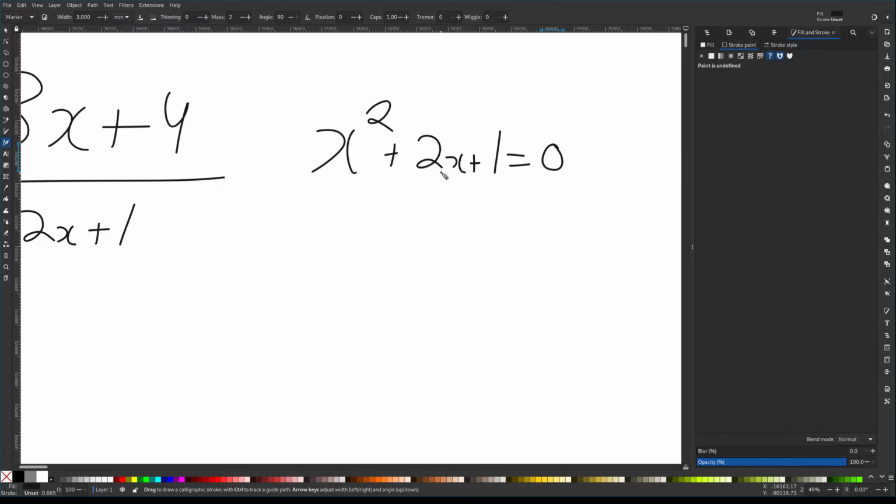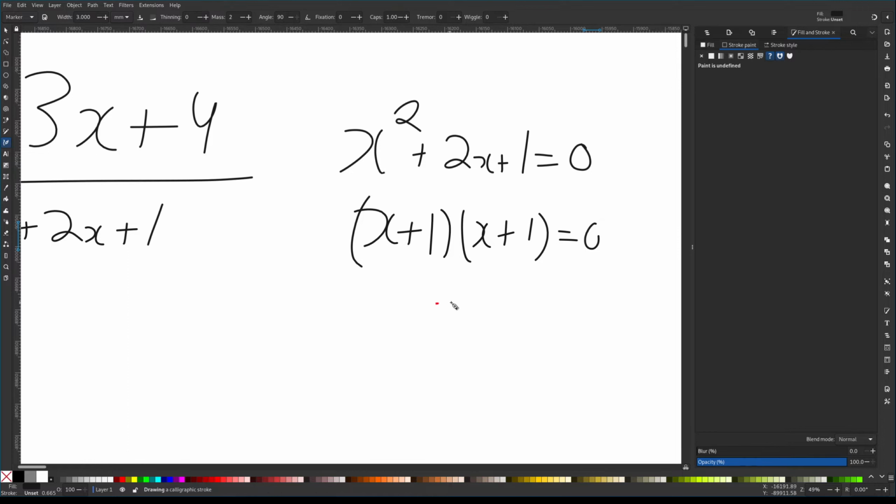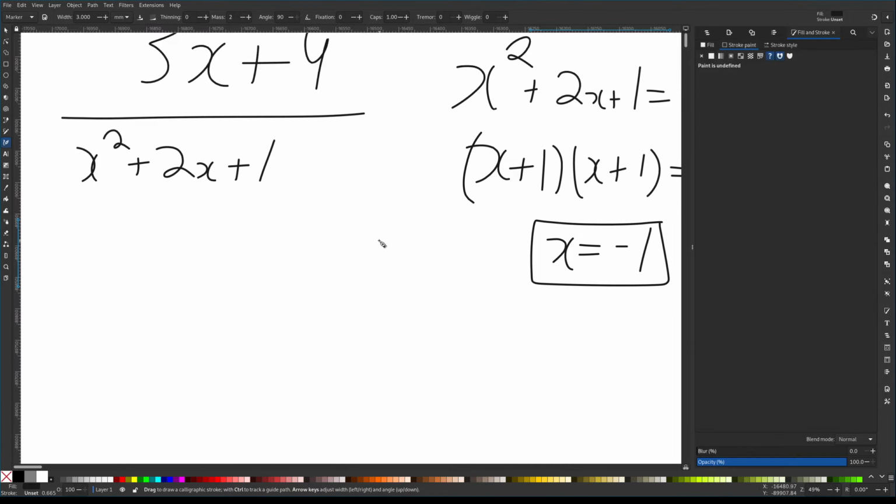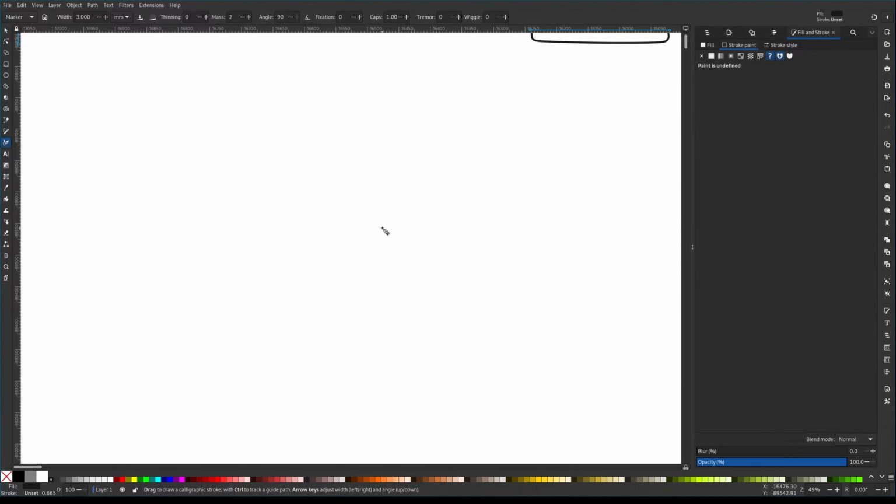Okay, for factoring here, what adds to 2 but multiplies to 1? That's just (x + 1)(x + 1). So 1 plus 1 equals 2, 1 times 1 is 1. That's going to be x equals negative 1 as a vertical asymptote, because when we plug that into here, we're going to get a result of 0. Okay. Now for the other types of asymptotes.